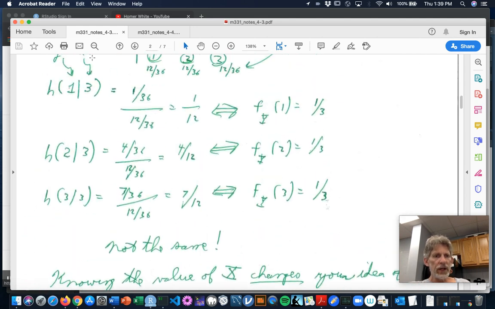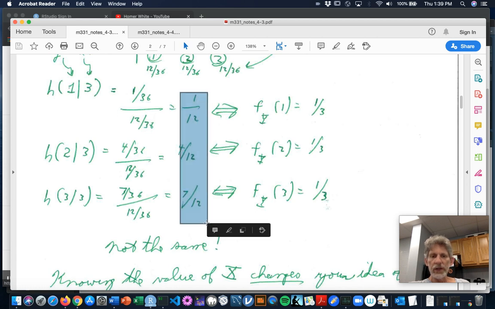And so what we've done here is we've computed the conditional distribution of y given that x is 3. There's also a conditional of y given that x is 2, and there's a conditional of y given that x is 1. Two more random variables lurking around there whose distributions we could have computed in the same way.